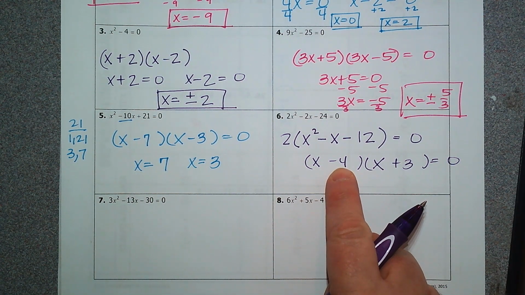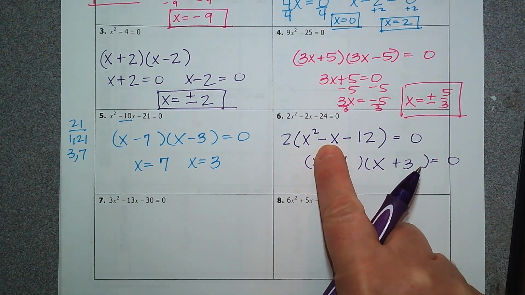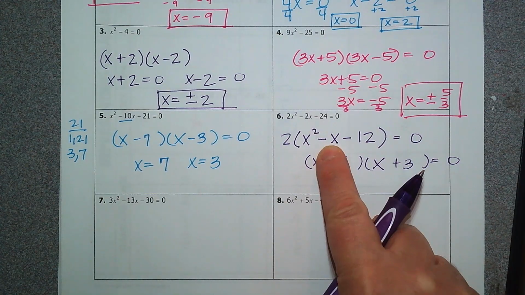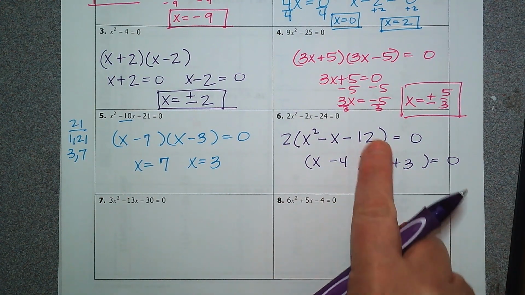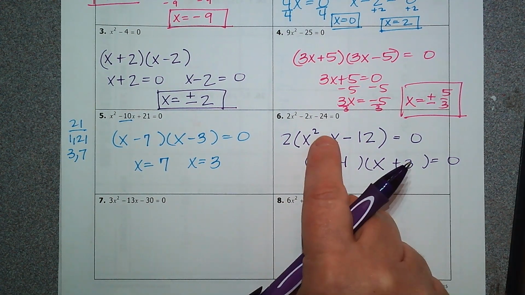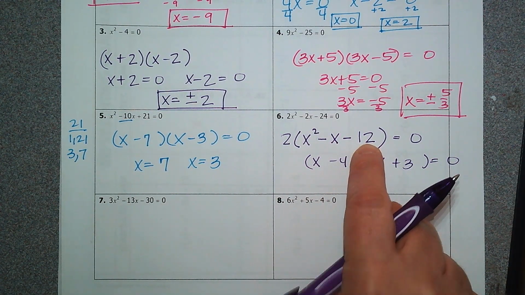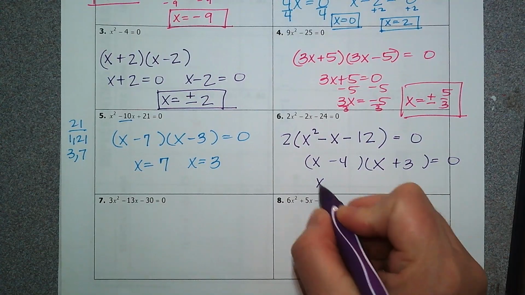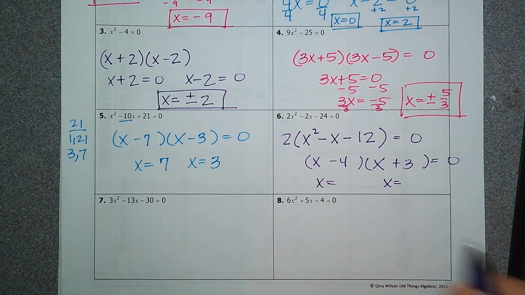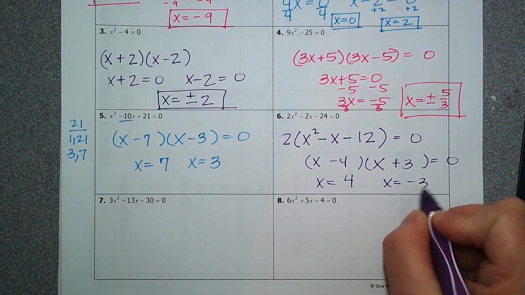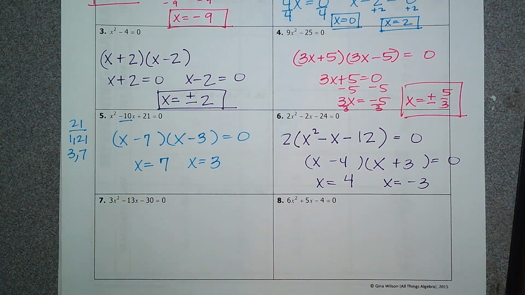If I made that one positive, it'd be +4 minus 3. That'd be +1. That doesn't work. You have to multiply them and get the last term, add them and get the middle term. -4 times +3 is -12. So those work. What are my solutions? +4, -3. Yes. High five. Hey, your high five. Because it doesn't change the value of it.